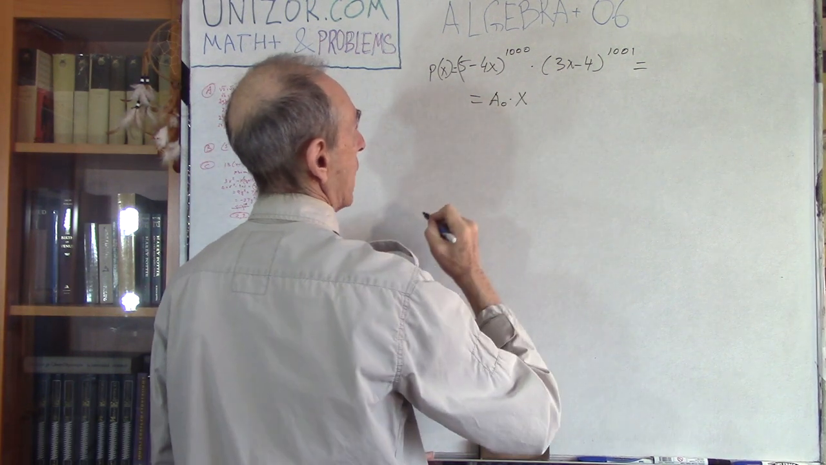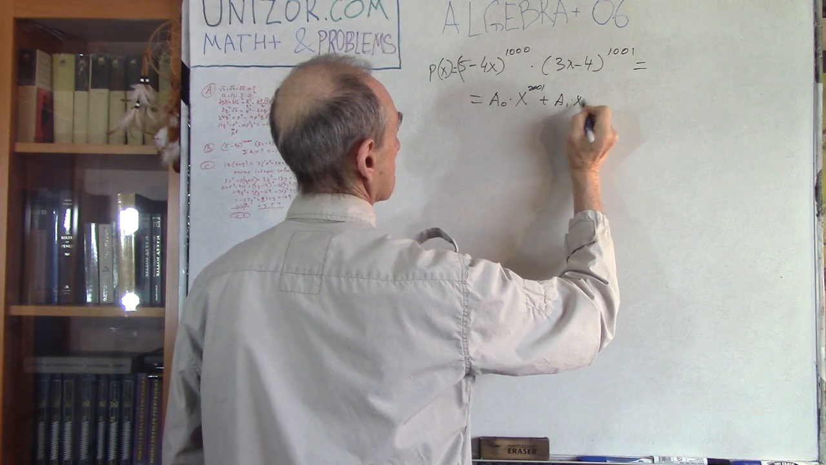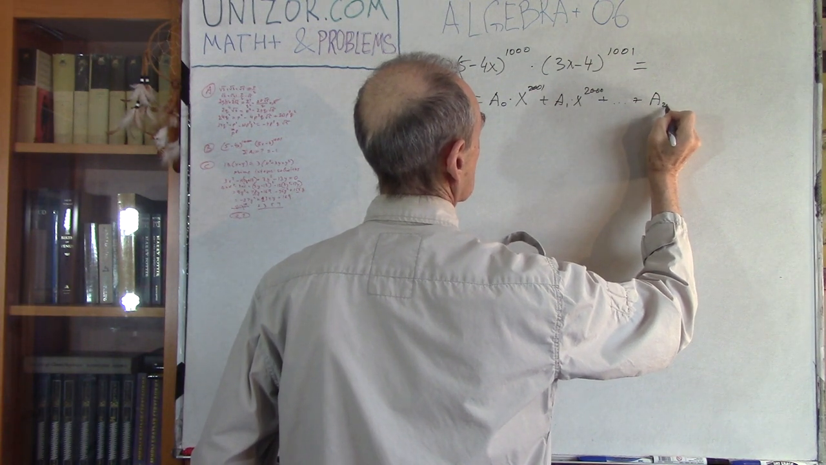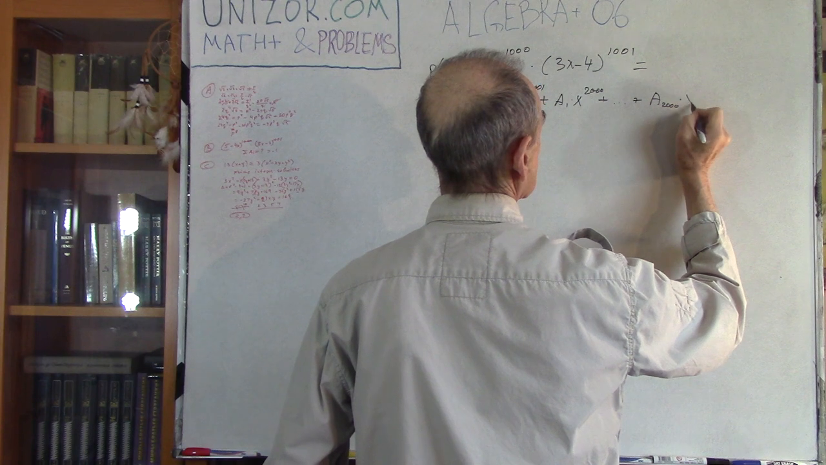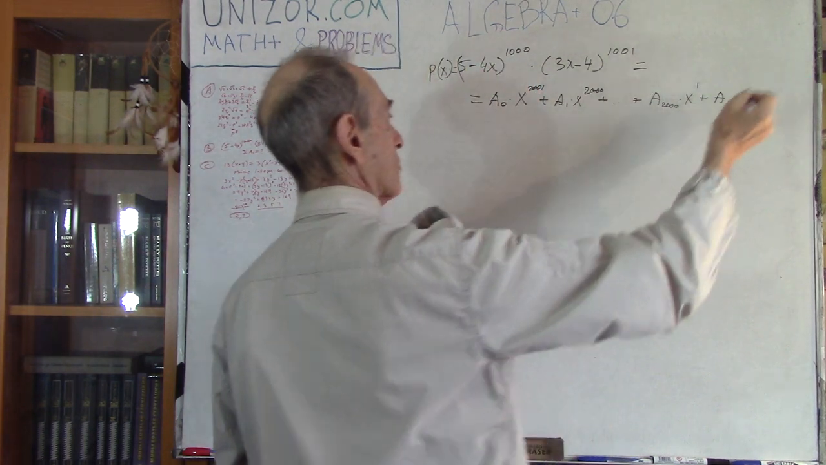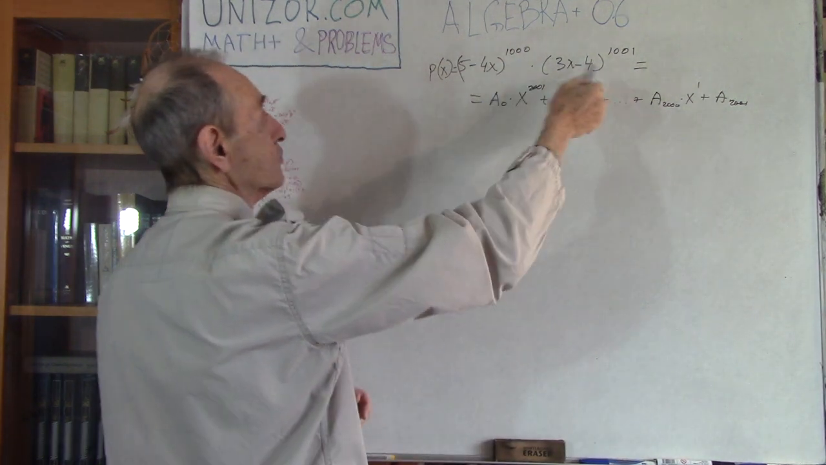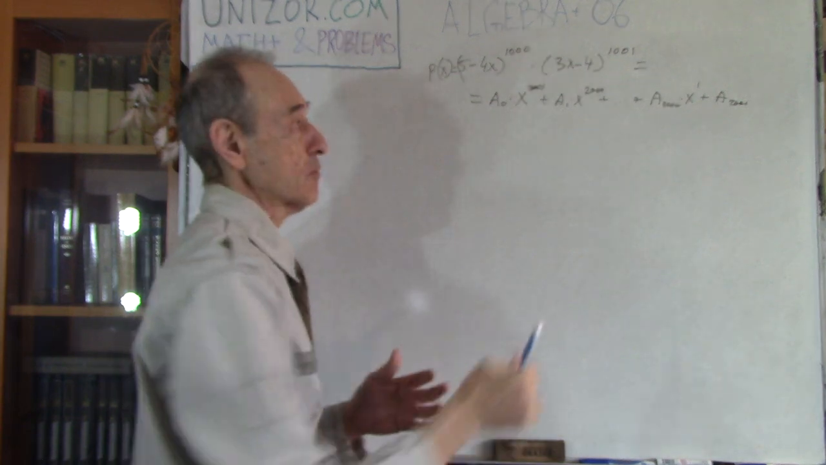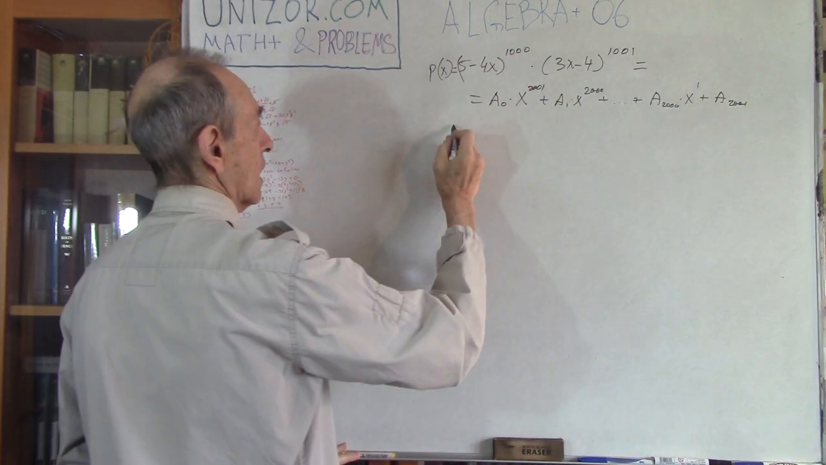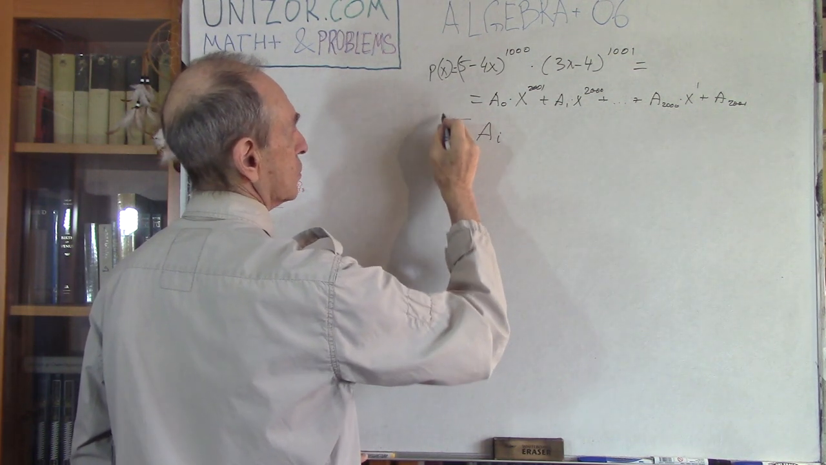So basically, it can be represented as a0 times x to the power of, what's the maximum power, 2001, plus a1 times x to the power 2000, plus etc., plus a2000 times x to the first, plus a2001 times x to the power of 0, which is 1. So this is a polynomial in its canonical form. So what's the problem? I would like to find the sum of all coefficients from 0 to 2001.